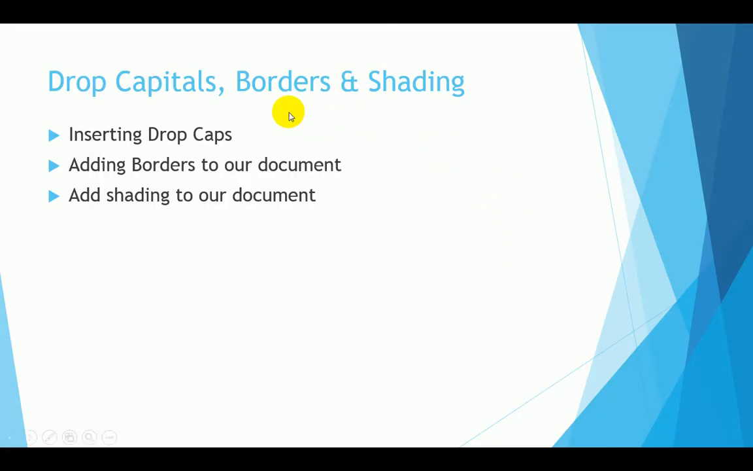In this lesson, we basically dealt with three things. We showed you how to add a drop cap to your document. We showed you how to add borders to your paragraph. And then we looked at shading, which is the background color of your paragraph settings.